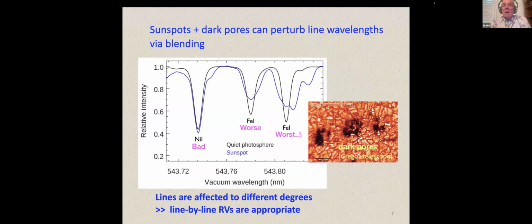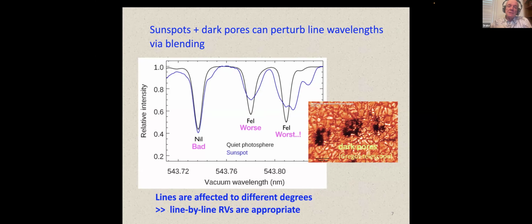So the sunspots and also dark pores. At any time on the disk of the sun, especially when the sun is active, there are numerous small dark pores, which are like the umbra of sunspots in that they're very much cooler than the photosphere. They can be only a few arc seconds in diameter, and thus not very noticeable in synoptic images of the sun. But at any one time, there can be 100 of them on the disk of the sun.